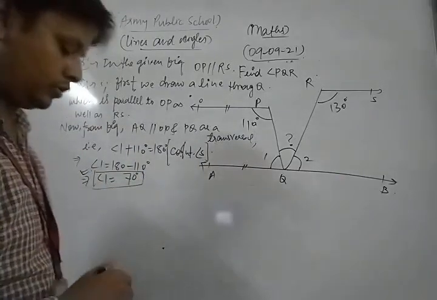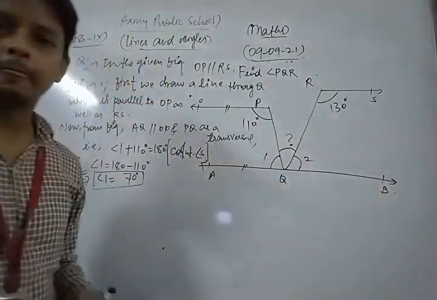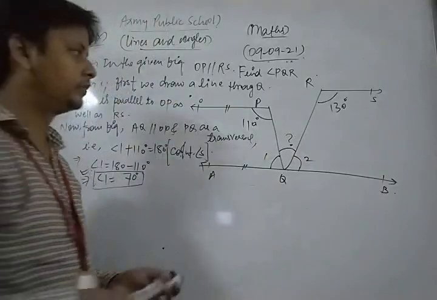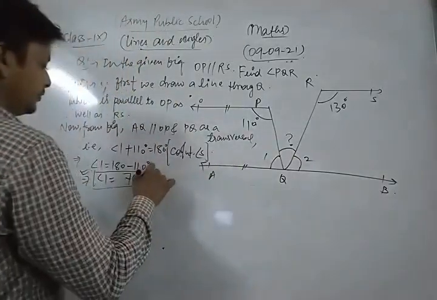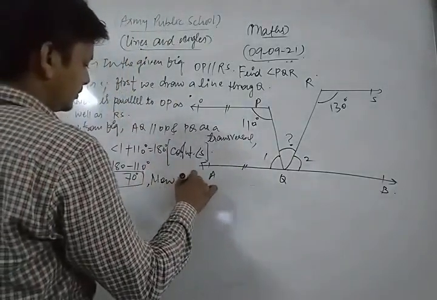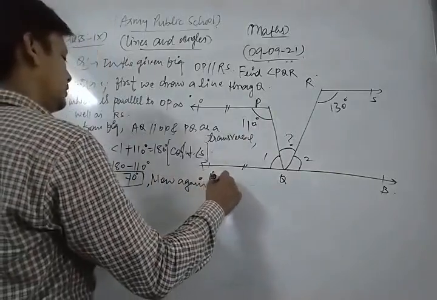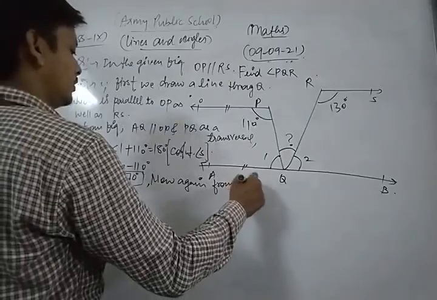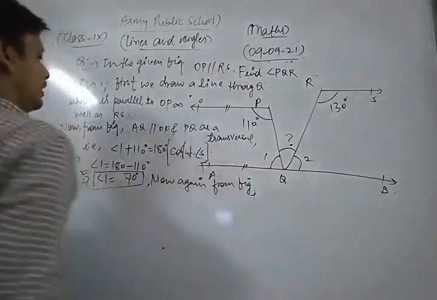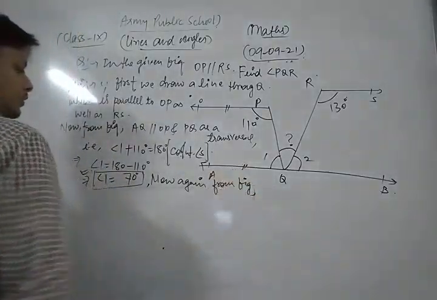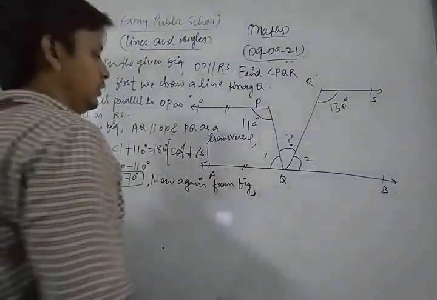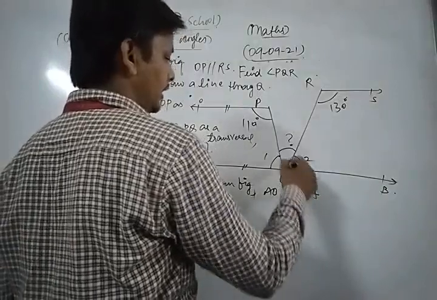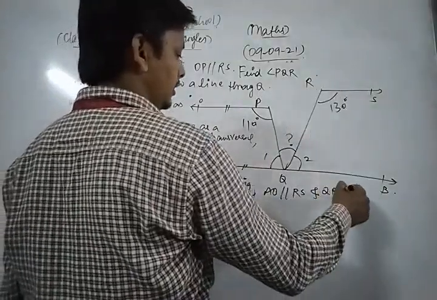Angle 1 is equal to 70 degrees. Now again from the figure, AB is parallel to RS and QR is a transversal.